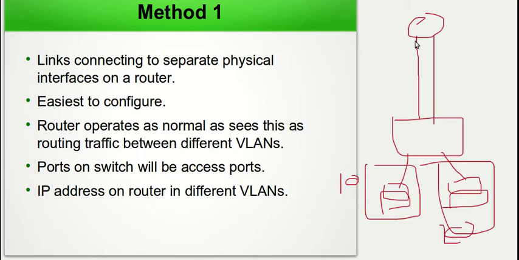And on each interface, the router would have an IP address for the different VLANs. So in this case, if we use a network for VLAN 10, 10.1.1.0/24, that means that the router would have to have an IP address in that network.